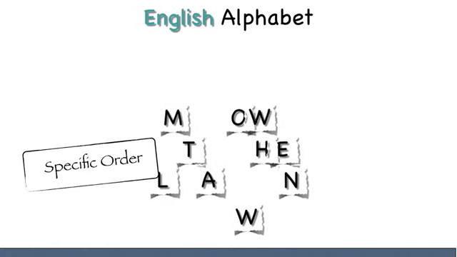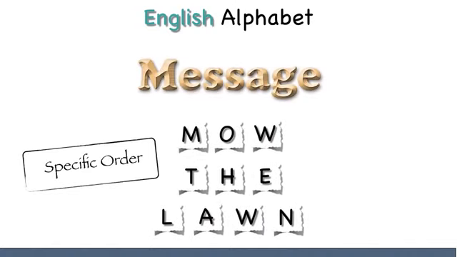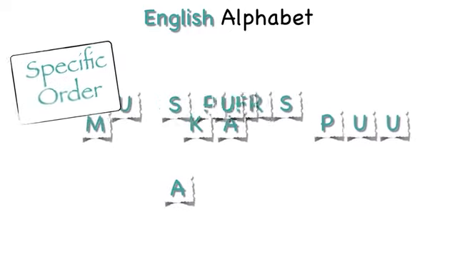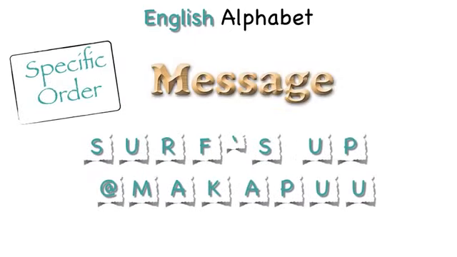Now, here's a bunch of random letters from the English alphabet. Can you read what it says? Of course not, because the letters are not arranged in a way that forms a word or sentence. But if we take these same letters and arrange them in a specific order, we get the words "mow the lawn," which form a message. Same here. Again, these are just random letters from the English alphabet that have no real meaning. But arranged in a specific order, we have the words "surfs up at Makapu," which form a message.